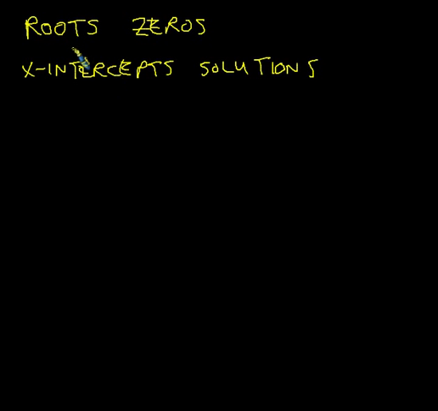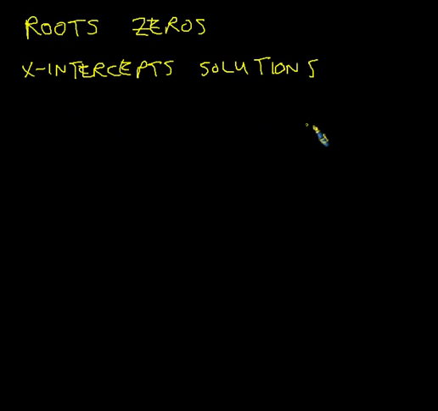Before we go any further, I have to talk about the big four. This is a huge concept, and I want to make sure that you folks get this down. Roots and zeros and x-intercepts and solutions. With regard to polynomials, these things are synonymous. In other words, they mean the same thing to some degree. Let's talk about how they're similar and if there's any exceptions.